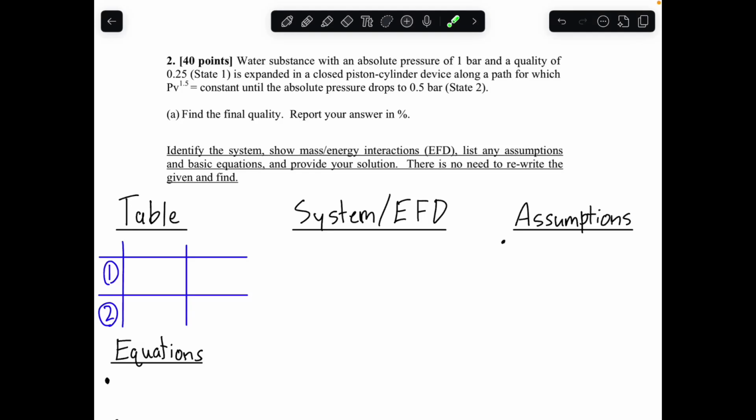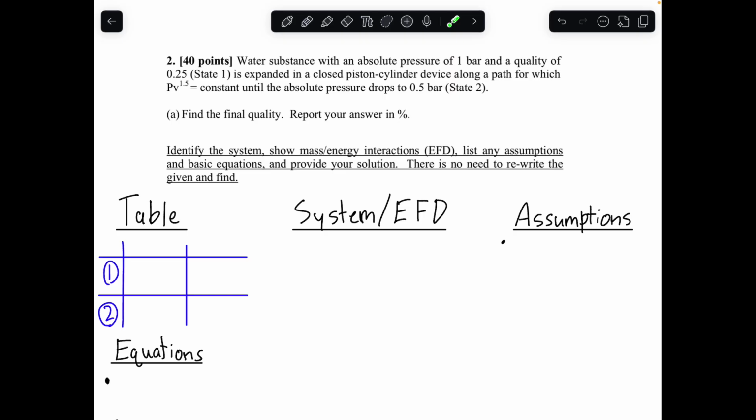For problem 2, we have a water substance with an absolute pressure of 1 bar and a quality of 0.25 at state 1, and it's expanded in a closed piston cylinder device along a path for which PV^1.5 is equal to a constant until the absolute pressure drops to 0.5 bar at state 2. So this is a multi-part problem.